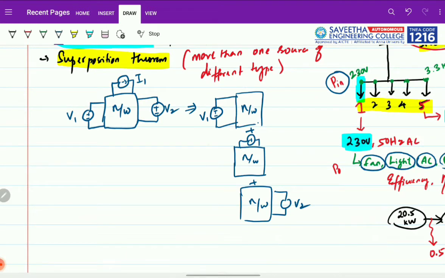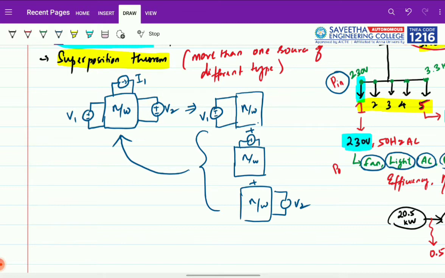So finding the net value of this will give you the combined value, the actual voltage or current which is asked of you. So this is the superposition theorem. In the superposition theorem, you are supposed to split the circuit depending upon the number of sources given to you. If there are 3 sources, you will split into 3 circuits.